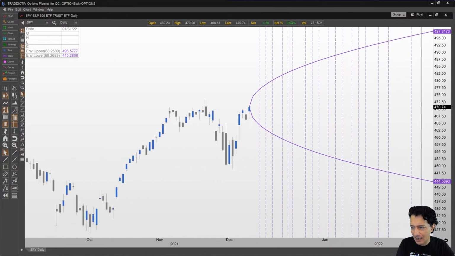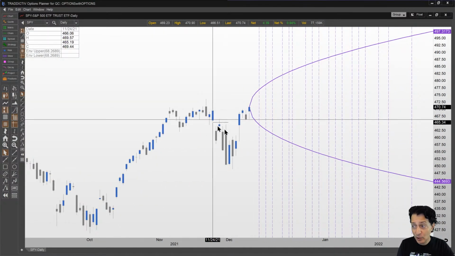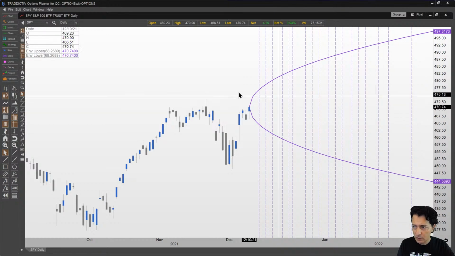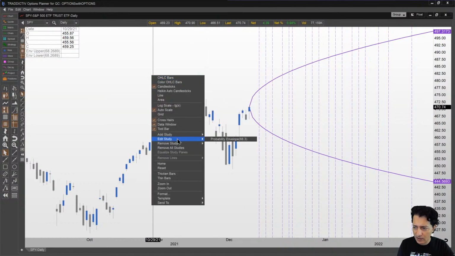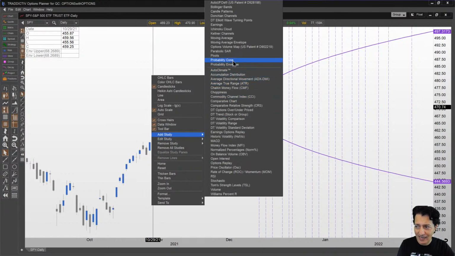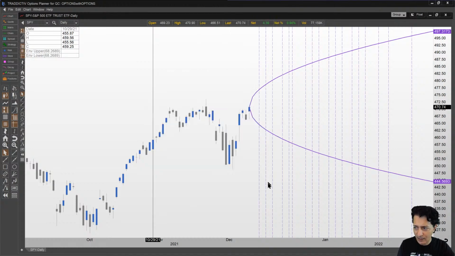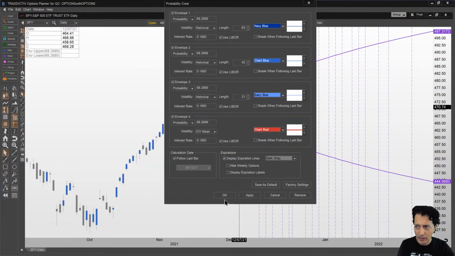But now you can see that we have the probability cone. Okay, so edit study. Sorry, the probability envelope. Okay, the cone. So what is the cone? The cone is multiple envelopes in one. I have not explained what this is yet. If I go back to add study and I add cone, which is multiple envelopes, and I click OK. Okay, we'll look at the settings in a moment.